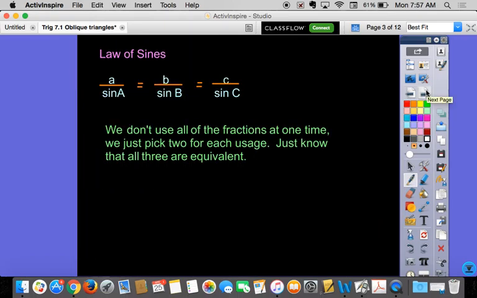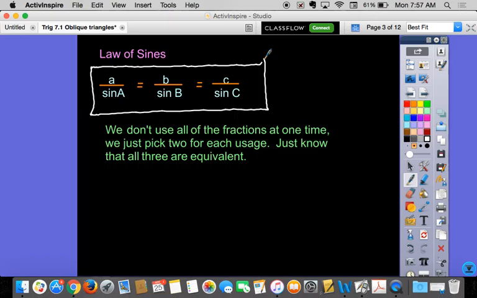So let's see how the law of sines is set up. The law of sines is based on these 3 ratios. You're obviously not going to use all 3 ratios at once. You're going to pick any 2 of them that you need at one time and use them.